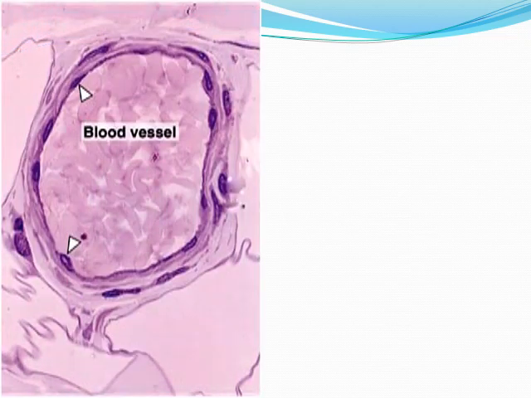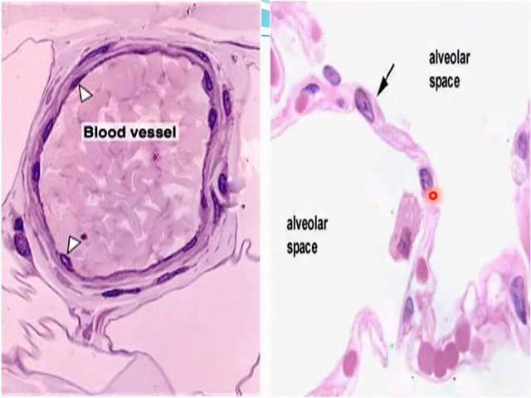This is a light microscopic picture showing a blood vessel lined with one layer of flat cells with flat nuclei, so it is simple squamous epithelium. Here is lung alveoli lined by simple squamous epithelium for gas exchange.